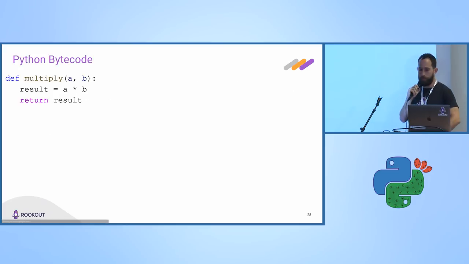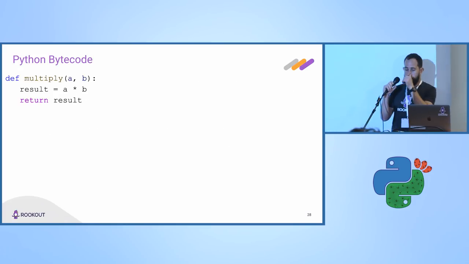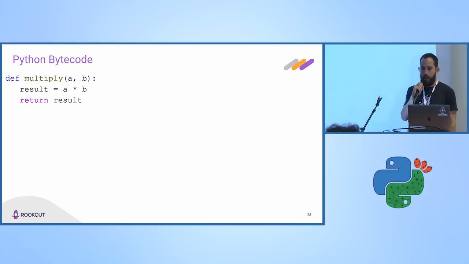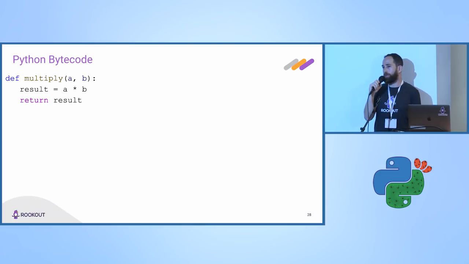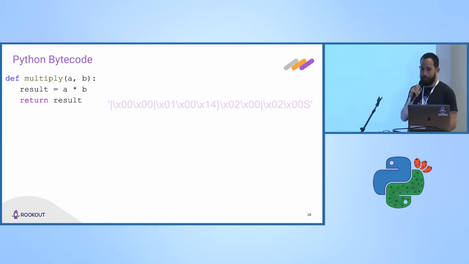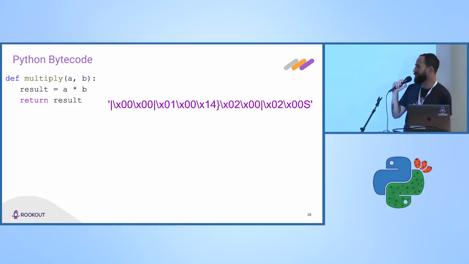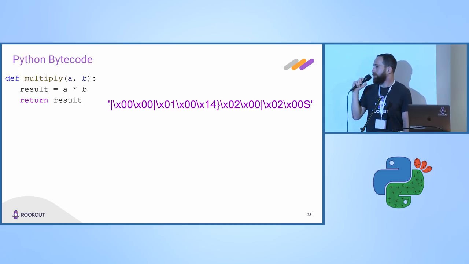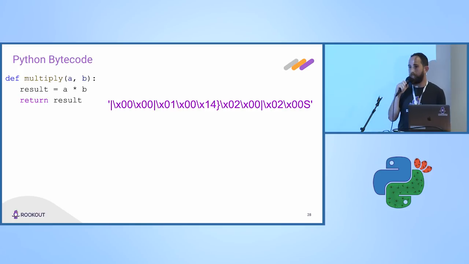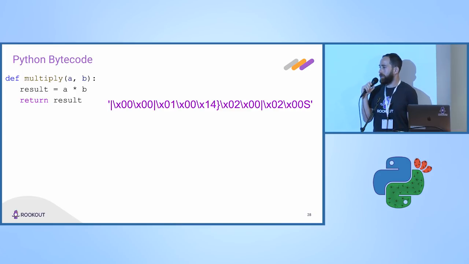This is what it looks like. We have a simple function here. Multiply A, B, assign to result A times B, return result. Do any of you have a guess what the bytecode for this function looks like? That's the result. Python takes our text, goes through lexical parsing and other processes and just creates a buffer. In Python 2, most buffers are obviously strings. And that's what the interpreter is executing as our application is executed.